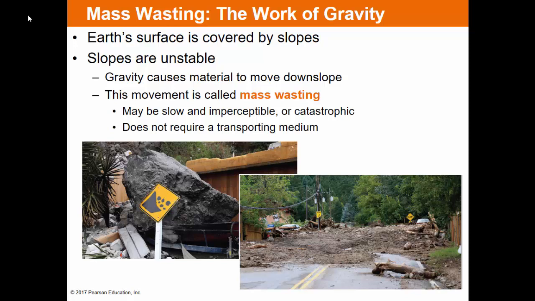So we're going to start out with mass wasting, this external process at the surface that's largely going to be a function of gravity. And we know that Earth's surface is covered by slopes. And we should also recognize that those slopes are unstable. So gravity will ultimately cause any material along that slope to move downhill, or to move downslope. And that downslope movement of material due to gravity is called mass wasting. So it may be slow, even imperceptible, or it could be completely catastrophic.